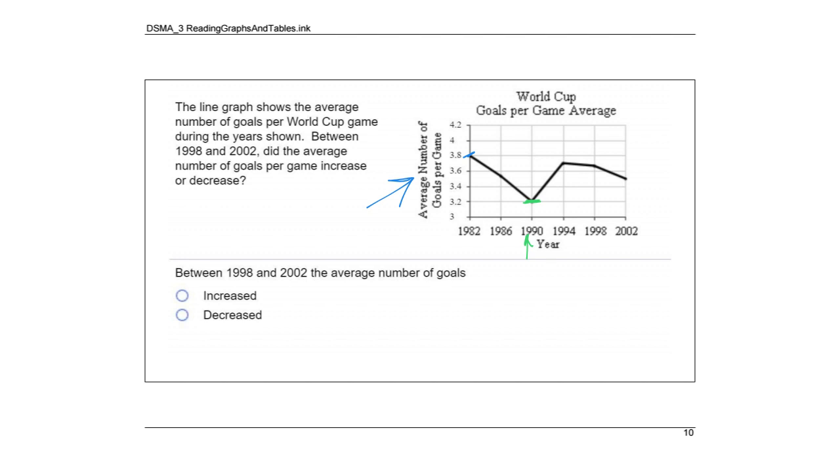They say between 1998, which is right here, and 2002, did the average number of goals per game increase or decrease? Well, they decreased because in 1998, we were up here at almost 3.7, and 2002, we're down here at 3.5. But you can also see because the line graph is headed downward, we were decreasing. If it heads upward, we would be increasing. So between 1998 and 2002, the average number of goals decreased.